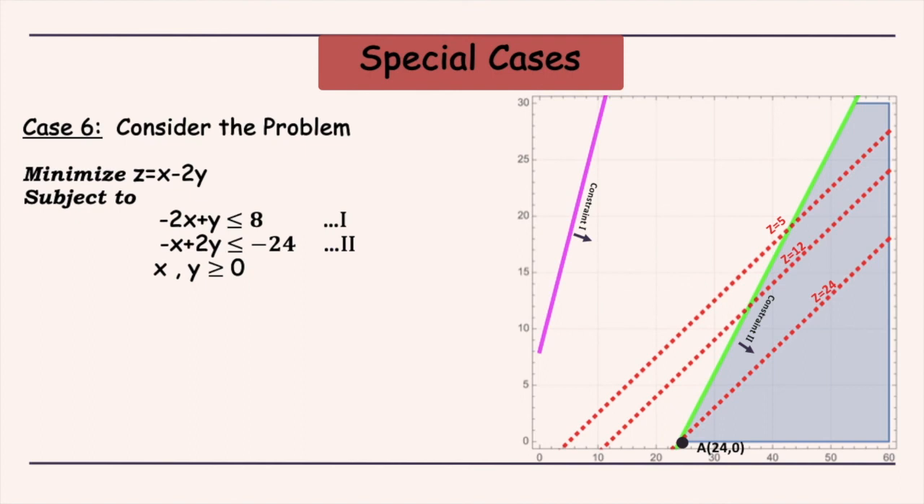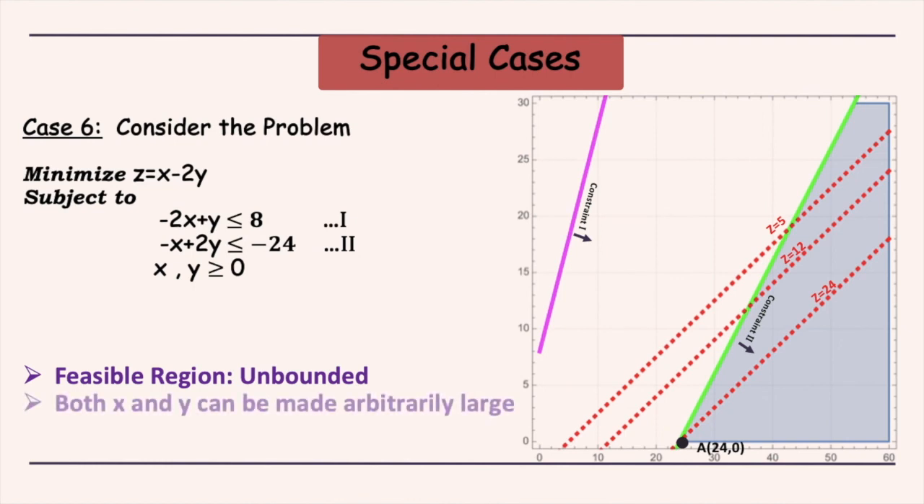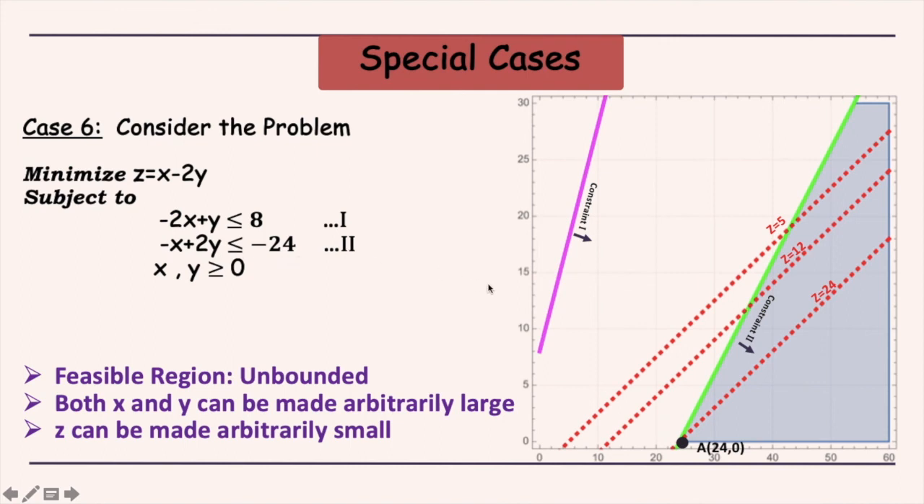So, what do we conclude for this particular problem? Although our feasible region is unbounded, we can make both x and y arbitrarily large and z can be made arbitrarily small. You can see here that by slightly changing my second constraint, I have a case where z can be made arbitrarily small. So, this is again a case of an unbounded solution.